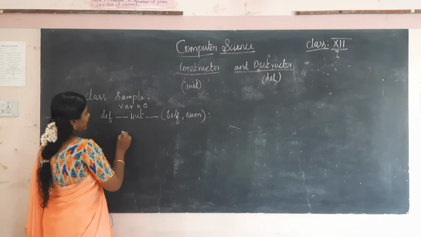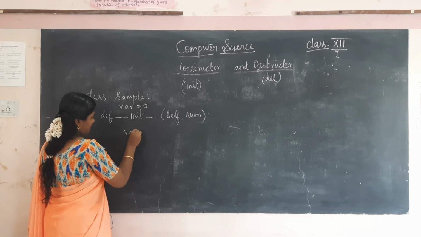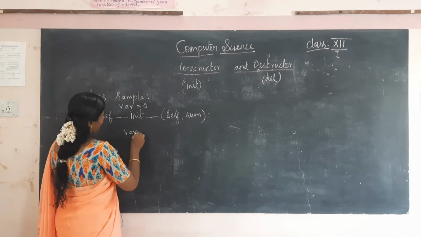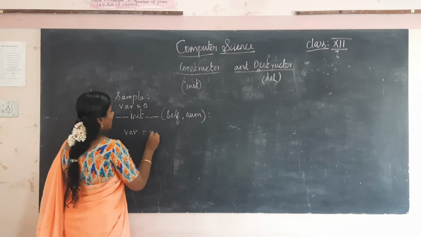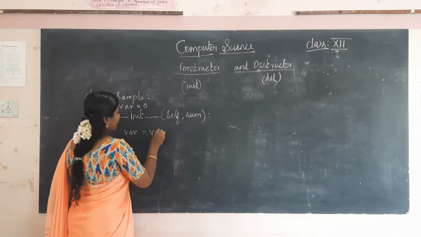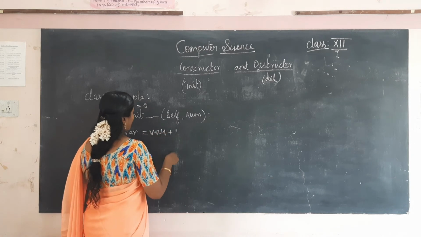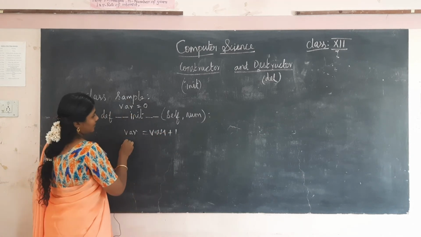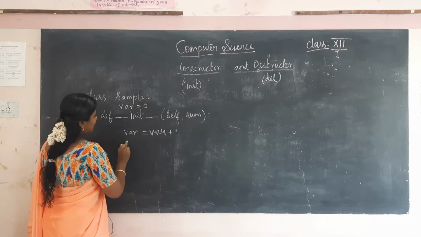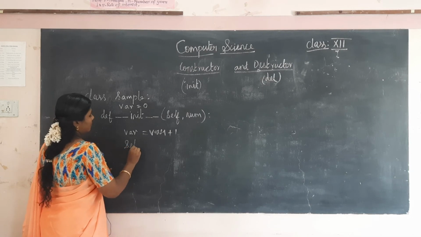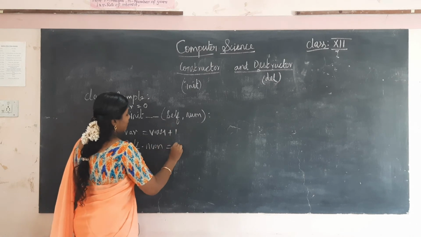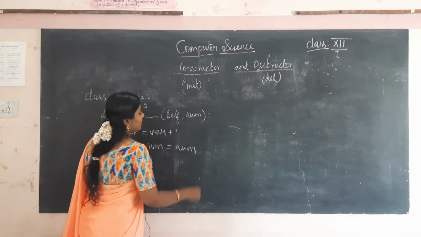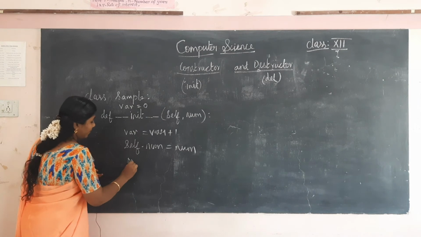So here let me have variable is equal to variable plus 1, and then self dot num is equal to num. Okay, so now I am going to print this.